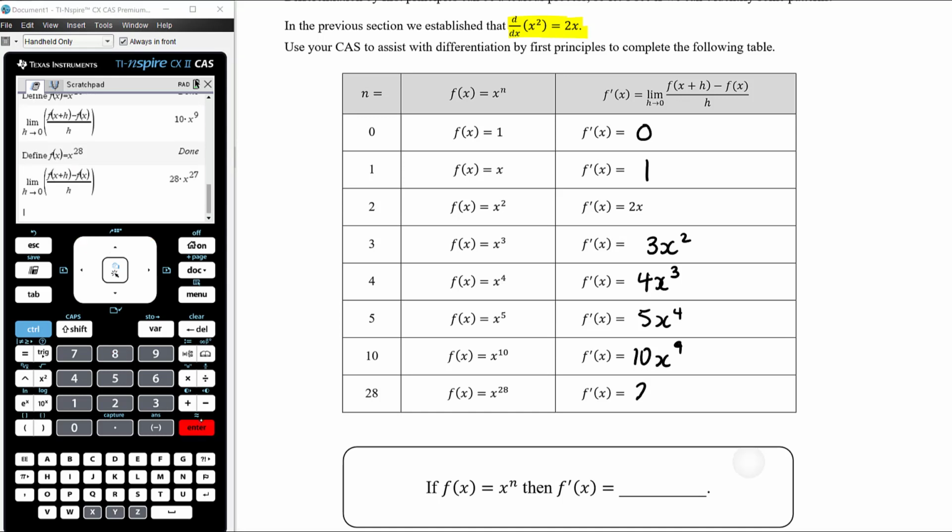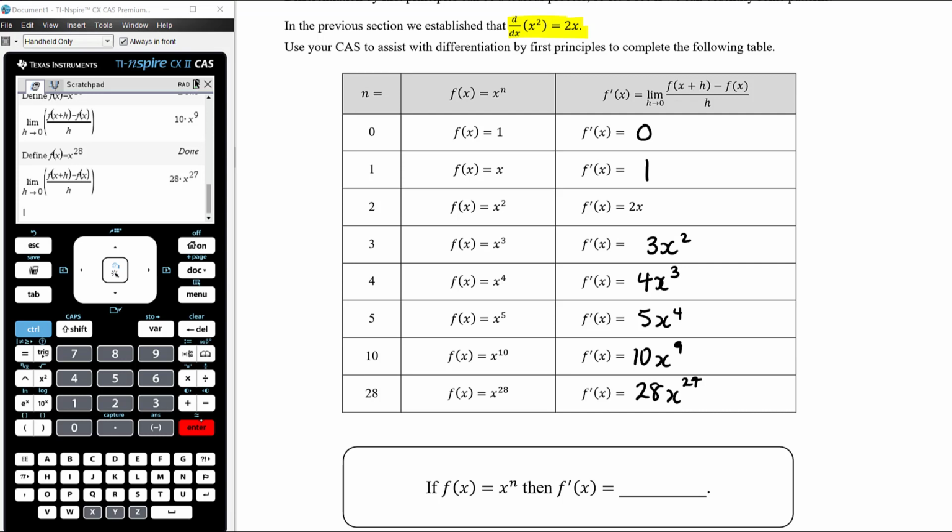It is 28x to the power of 27. Okay, so I hope by now that you've all been able to see the pattern. Essentially, the process to get from the original function to the derivative function, when our function is of this form, x to the power of n, is that we bring the power down to the front, so it becomes 3 times, and then we reduce the power by 1.